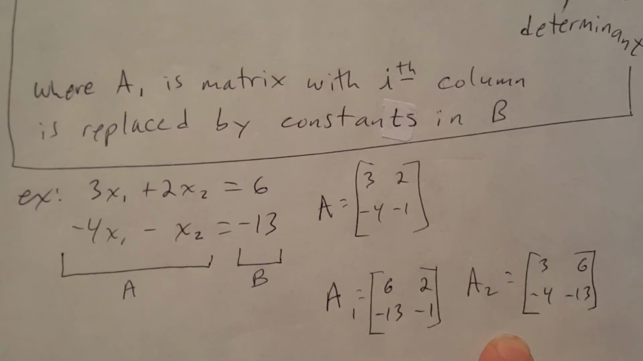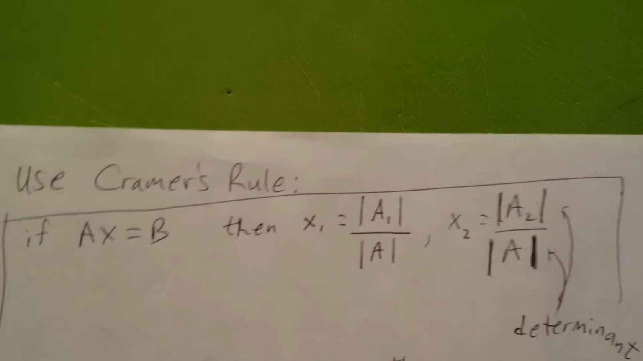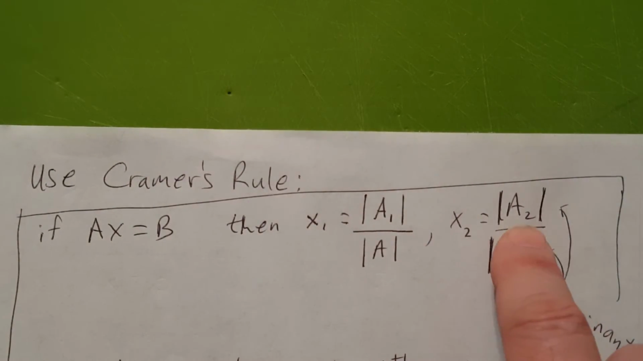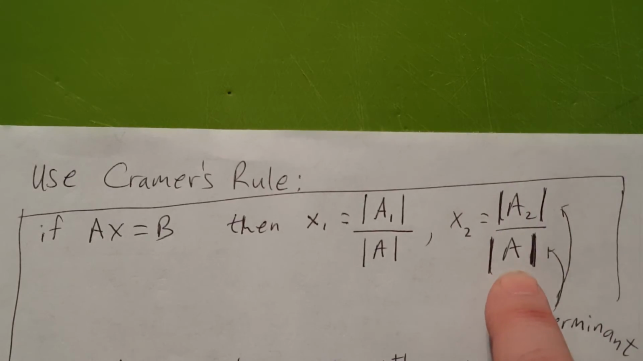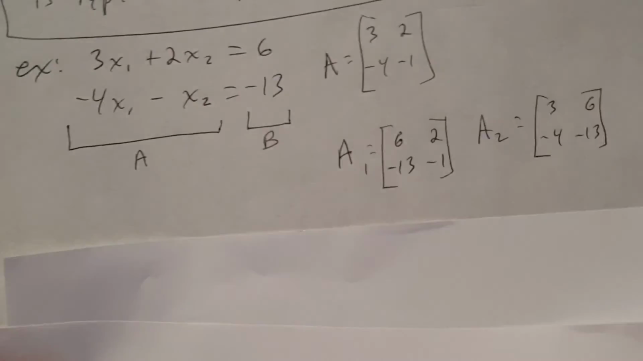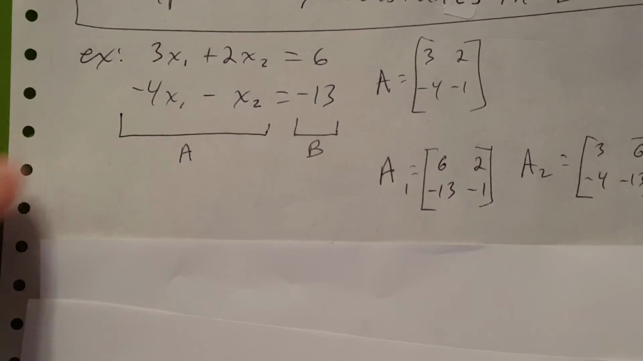Now, I need to quickly find the determinant of each one of them and put one on top of the other. Determinant of A1 over determinant of A. Determinant of A2 over determinant of A. And if there was a third one, you just keep going. So, back to here.